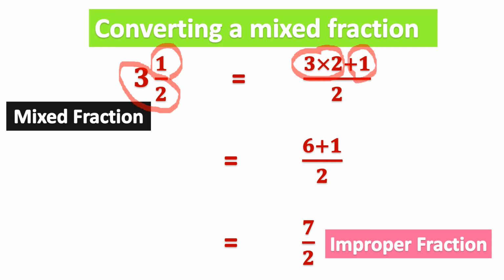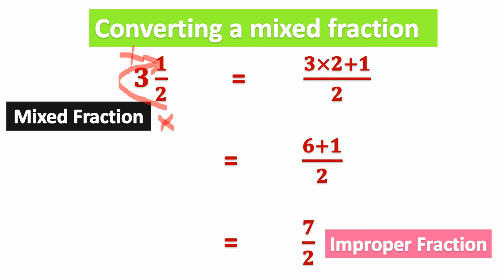So what did I do? First I took these two numbers, that is 3 and 2, and I multiplied them, right? Then I took this number and I added them. So what is the process? The direction of the process is what? From here you go to this side. And how do you go? First you multiply, then you add. So this is the method of converting.